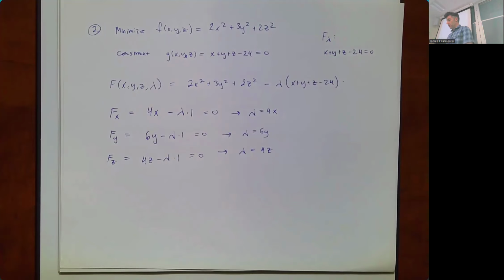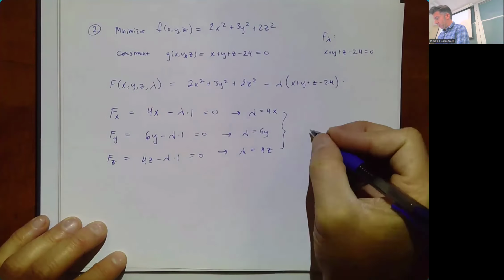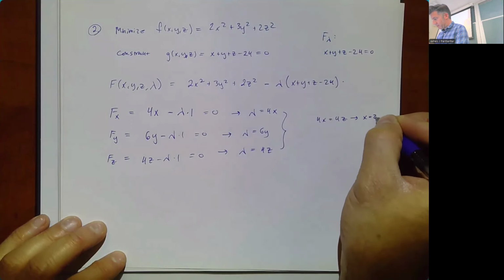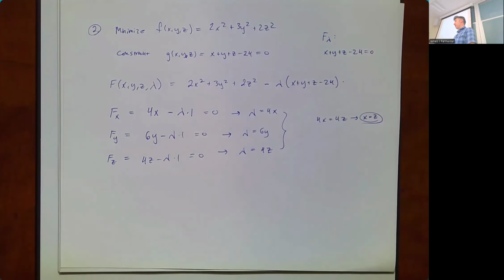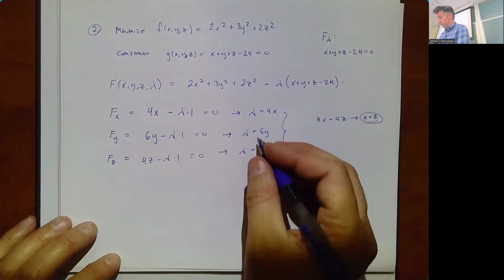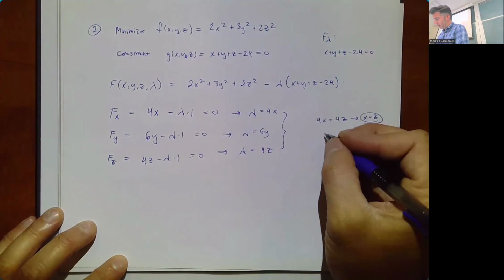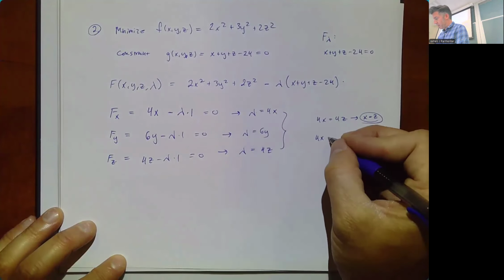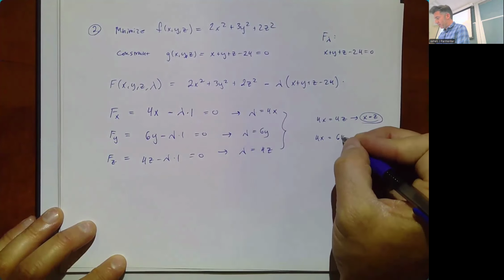Yeah, X and Z, right? We set those two equal to each other. We see, oh yeah, 4X equals 4Z, you get X equal to Z. And then picking a different pair, like X and Y, for example, if you have lambda equal to 4X, lambda equal to 6Y, you get 4X equal to 6Y.